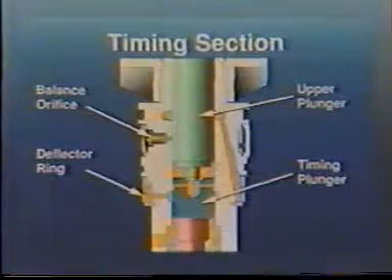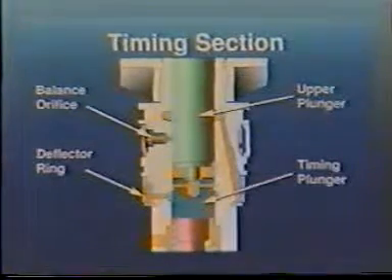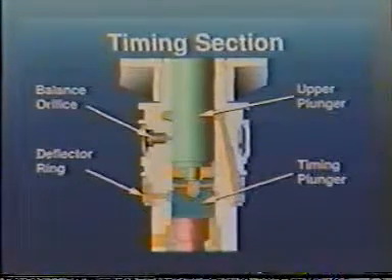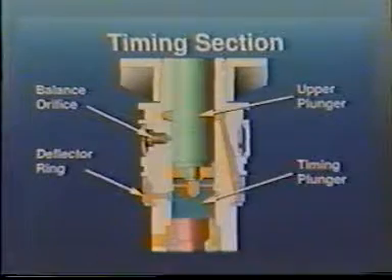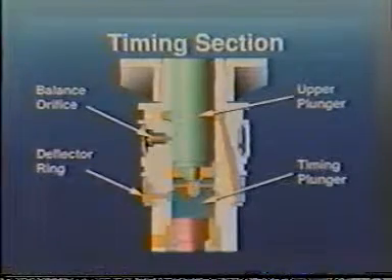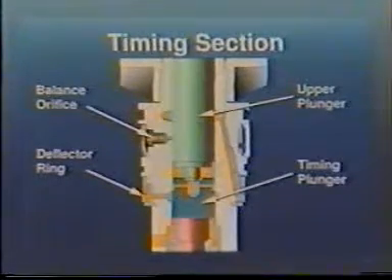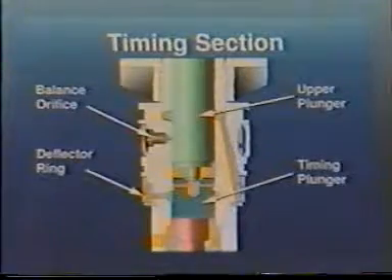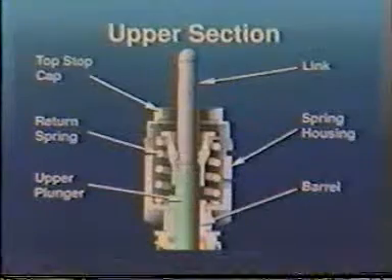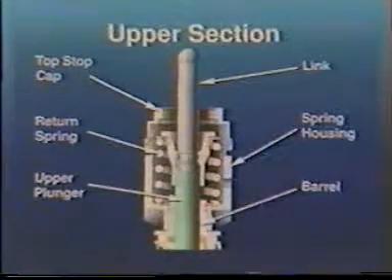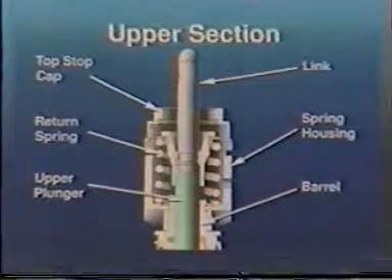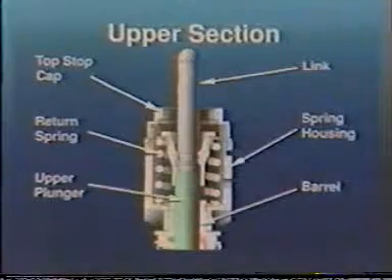The QSK-19 fuel system provides infinitely variable injection timing. The timing is varied by controlling fuel pressure to the injector timing section. The timing section consists of a balance orifice, timing plunger, and deflector ring. The timing plunger is positioned in the barrel bore below the upper plunger. The upper section of the injector consists of the barrel, spring housing, return spring, upper plunger, top stop cap, and plunger link.